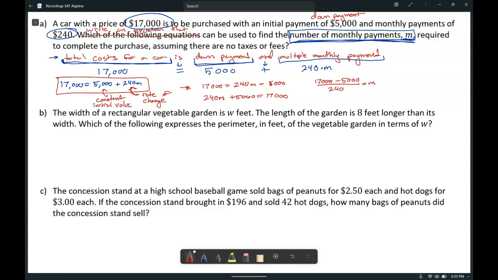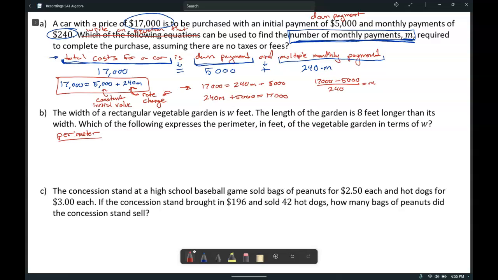Our next example is same idea but a slightly different vein. We're looking at the width of a rectangular vegetable garden is W feet, and the length of the garden is 8 feet longer than its width. Which of the following expresses the perimeter in feet of the vegetable garden in terms of y? So our broad understanding is that we're solving for, or we're representing and modeling perimeter.